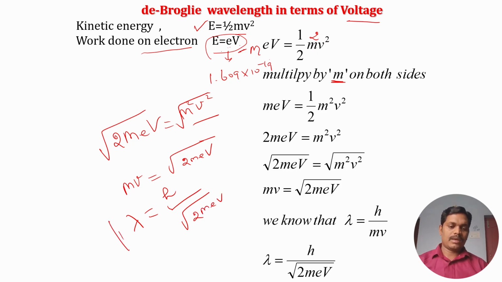So this is the de Broglie wavelength equation in terms of voltage.